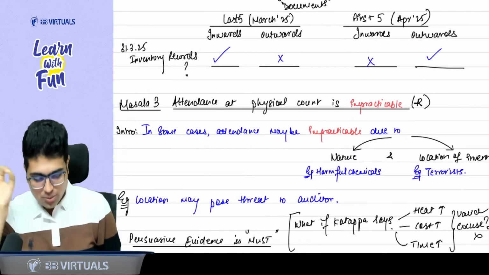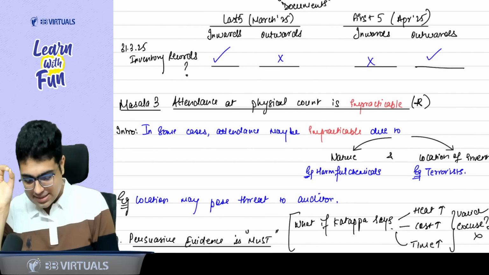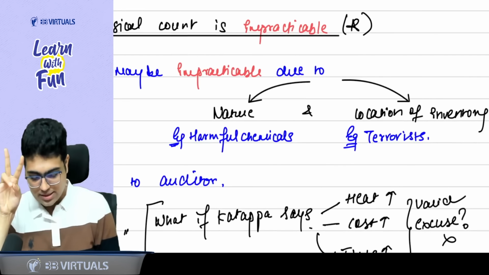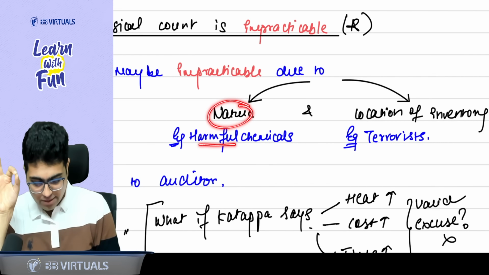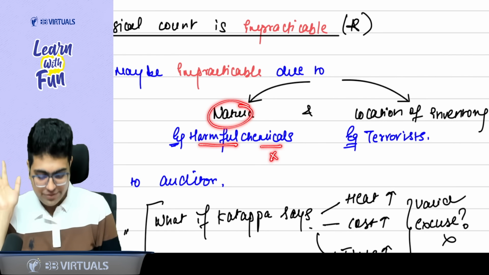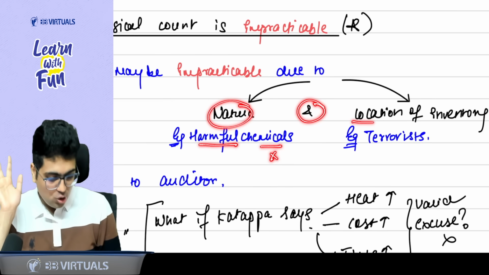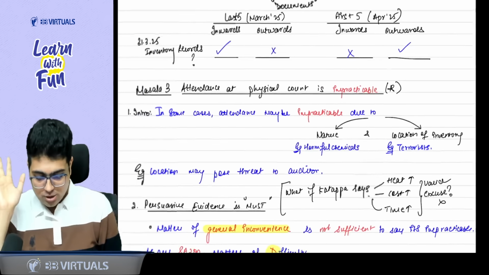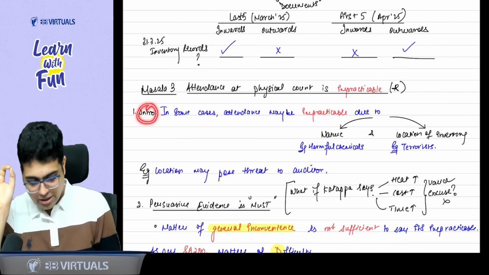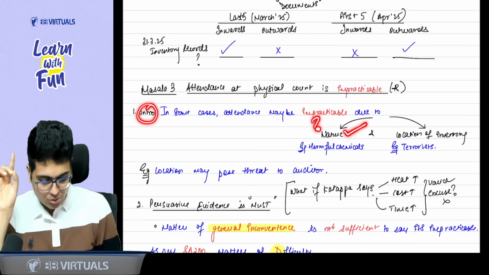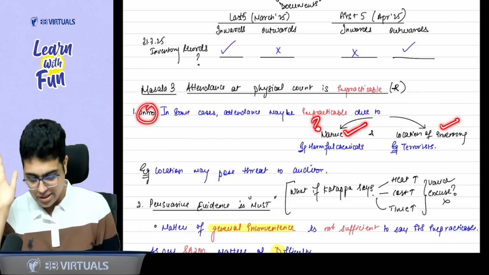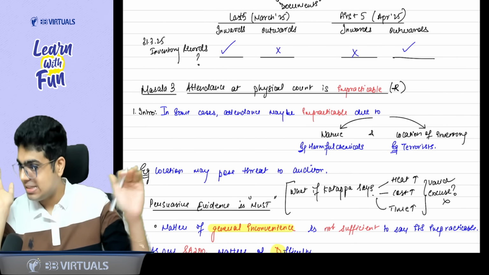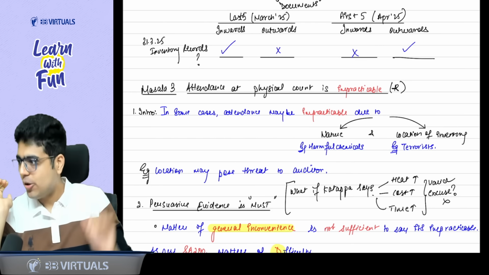So see, what about impracticable? It says sometimes attendance can be impracticable due to 2 things. Nature of the inventory, it is harmful chemical, so you can't go near the inventory. And location of the inventory, there are terrorists, so you can't go near the inventory. So first of all, give the introduction why it can be impracticable. So due to the nature and location of inventory. For example, location poses a threat to the auditor. Easy, easy, sir.